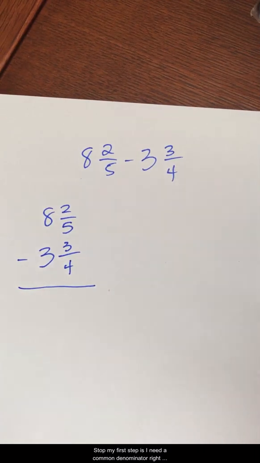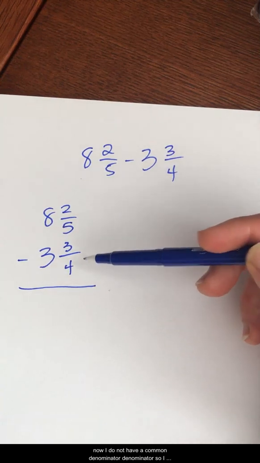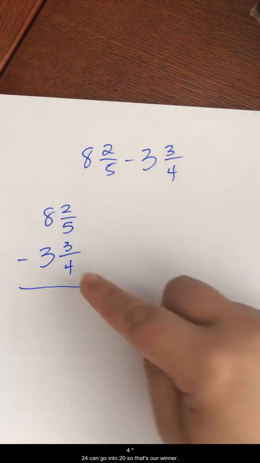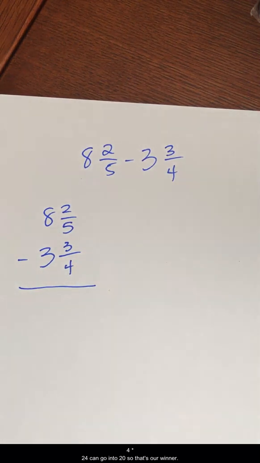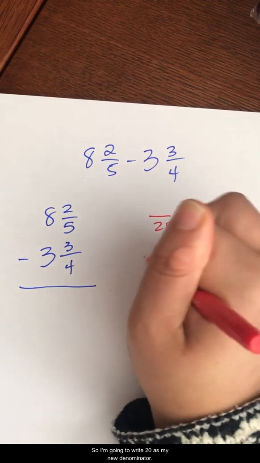Okay. So my first step is I need a common denominator. Right now I do not have a common denominator, so I want to give one to 5 and 4. So let's see. 5 times 1 is 5. 5 times 2 is 10. 5 times 3, 15. 5 times 4 is 20. 4 can go into 20, so that's our winner. So I'm going to write 20 as my new denominator.